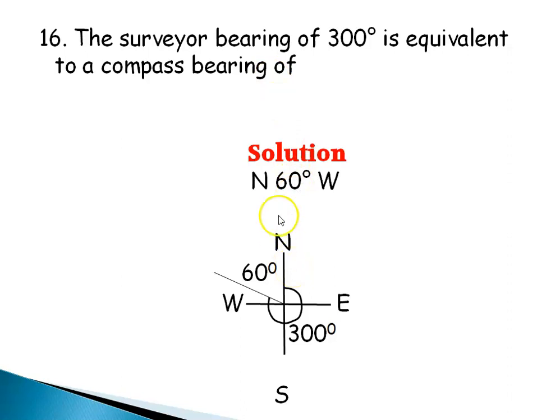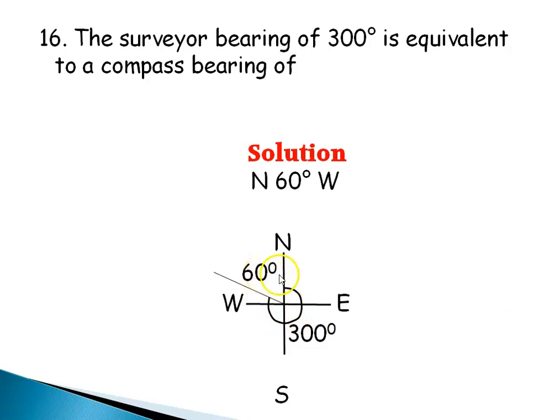Alright, so let's have a diagram to illustrate that. If this is my north, my south, my west, my east, and I have a bearing of 300, you know that from here to here is 90, from here to here is 180, from here to here is 270. So for me to have 300, that means I will have 270 plus 30, that will give me 300. So if the whole of this is 360, and I have these as 300, that means this remaining part is going to be 60 degrees. So this is 60 degrees.